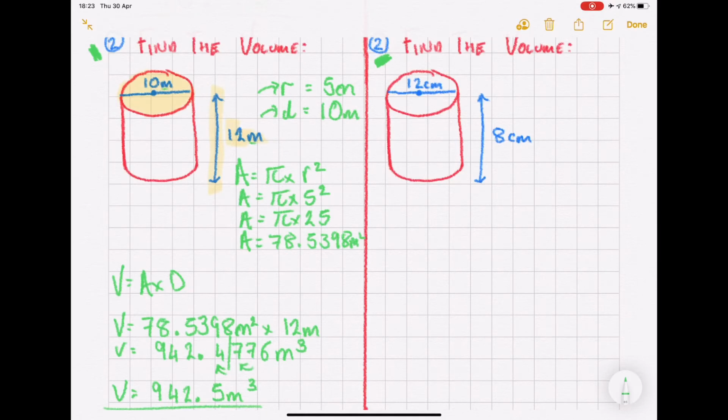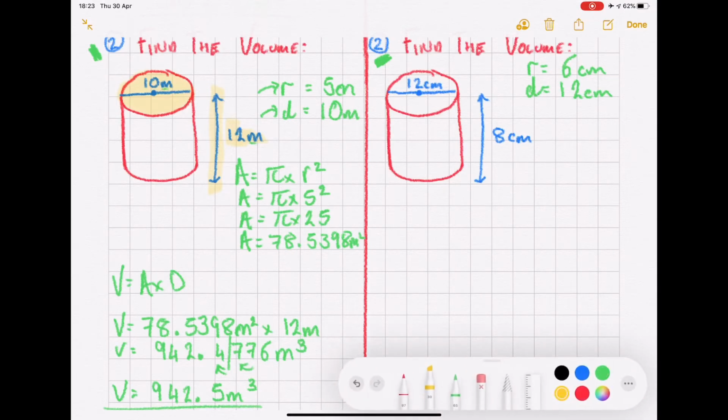Okay, fantastic. So find the volume of this one. Circle question, what do we do? We write down the radius and diameter. We don't know the radius for this one, but we know the diameter, so let's write that down, 12 centimetres. The radius will always be half the diameter, so that's 6 centimetres. Now, when we're finding the volume of any prism, we find the area of the cross-section, and then we times it by the depth.